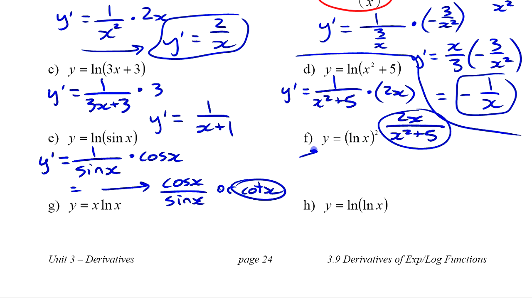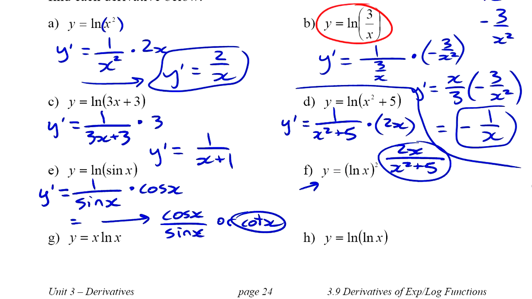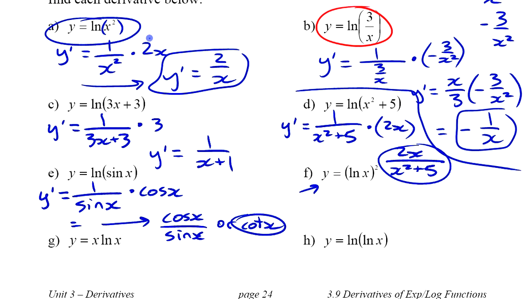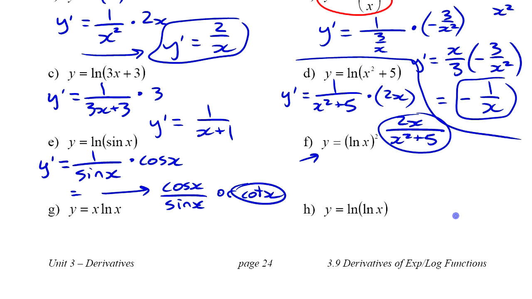We have ln x squared. That's different than what we had up here, which was ln of x squared, where the x squared was the inside function. Here, the natural logarithm is the inside function. So our y prime here, we first have to deal with the something squared. So we get 2 times that something, 2 ln x, times the derivative of the inside function, which is 1 over x. So the simplest way to write it is 2 ln x over x.